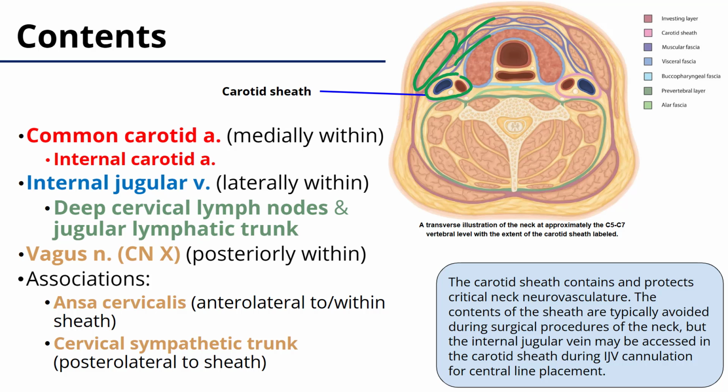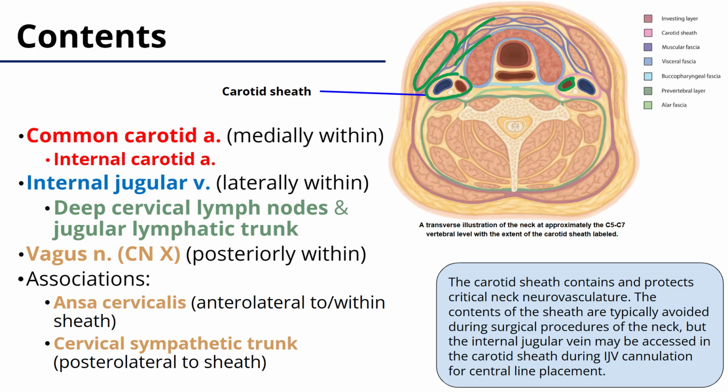So in lab, as you dissect away the carotid sheaths to reveal the contents, the sheaths will no longer be present. So it's important that you have an understanding of what these structures are before you go looking for their contents. So one of the major contents of the carotid sheath is the common carotid artery.